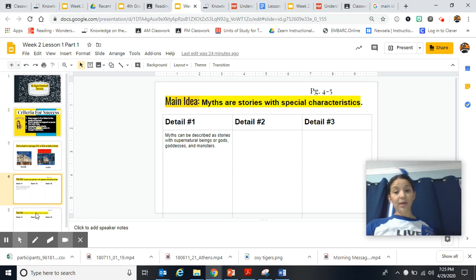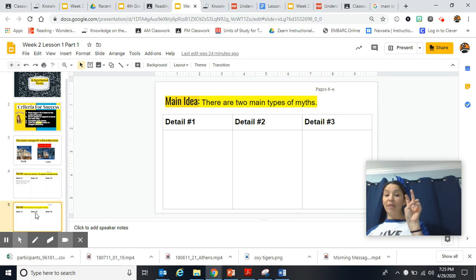Once you're done with that, you're going to keep reading, because you're supposed to read pages 4 to 9. And here's the other main idea. There are 2 main types of myths. So you're going to give me more details. You're going to give me more information about that main idea, right? You're going to support, prove that there are 2 main types of myths. I give you the page numbers there too. See if you see them. And then you're done. You reread it. You make sure it's done. And then you turn it in.